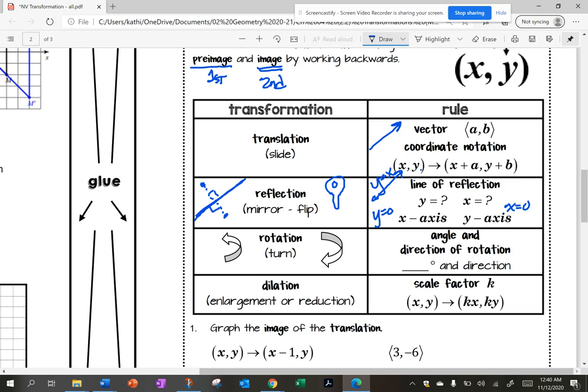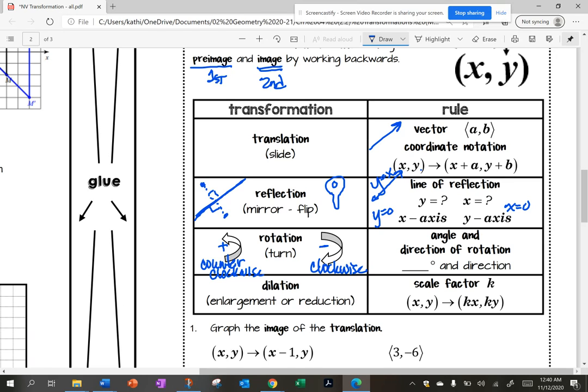Next, we talked about a rotation, which is a turn. So counterclockwise is positive rotation. And negative rotation is clockwise. For me to rotate, I need an angle. And I turn my paper 1/4 for every 90 degrees. And I need to know a direction. A dilation is a reduction or an enlargement, so I am multiplying by my scale factor.